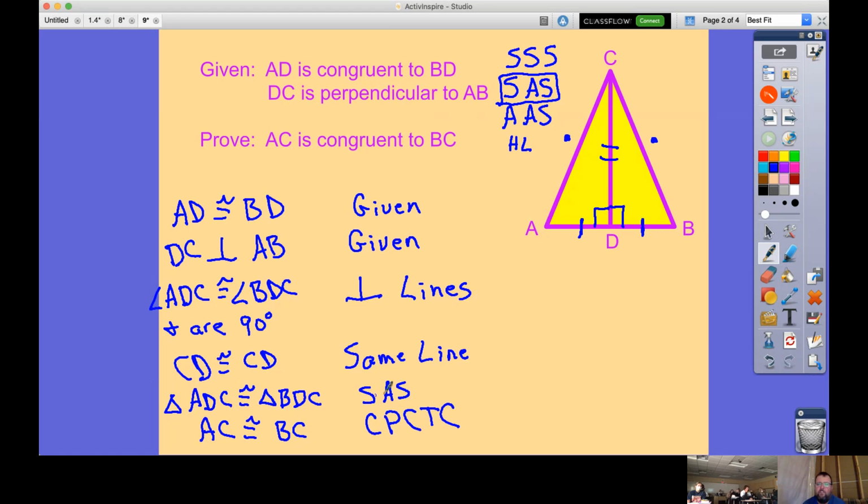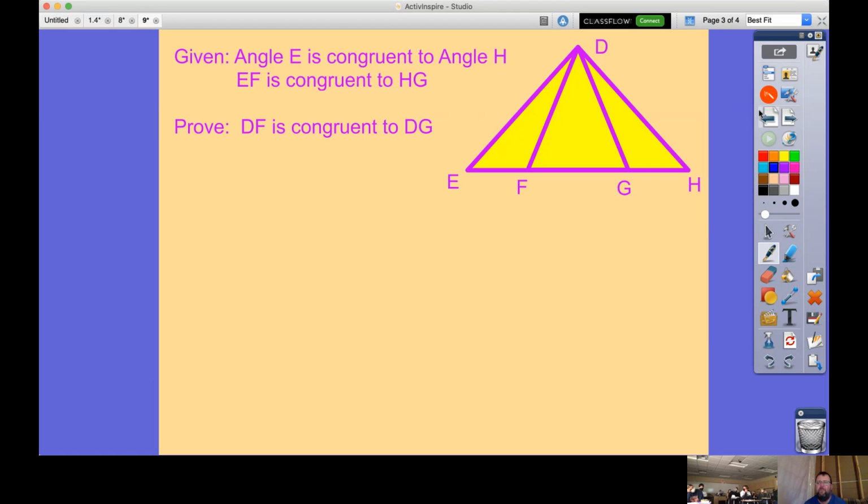So what we did with these first 5 steps here is we proved these two triangles are congruent. Now we can just say, all right, this piece that we need is congruent to this other piece based on the two triangles being congruent. And that's it. All right? Any questions there? Are we good to move on? Okay. Do the next one then.